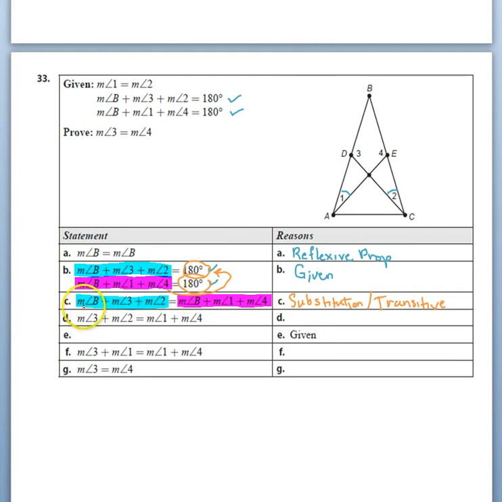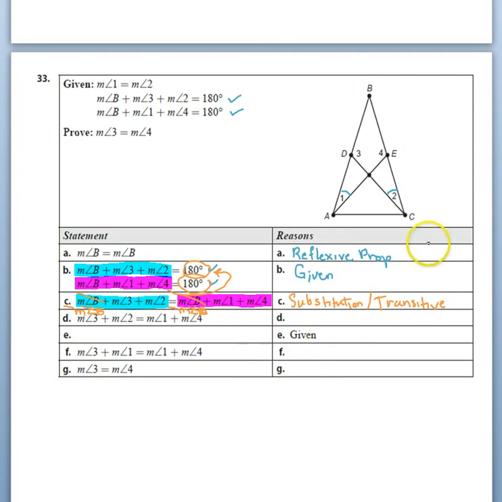Okay, let's take a look at from statement C to statement D. How would we get to statement D? Well, the only difference between statement C and statement D is that we're missing angle B on the left side and the right side. So how would you get rid of angle B? Well, you could subtract it, right? So this is similar to that last proof that we did. If you subtract angle B, it's going to cancel out on the left and the right, and that's how you end up with what's left there in statement D.